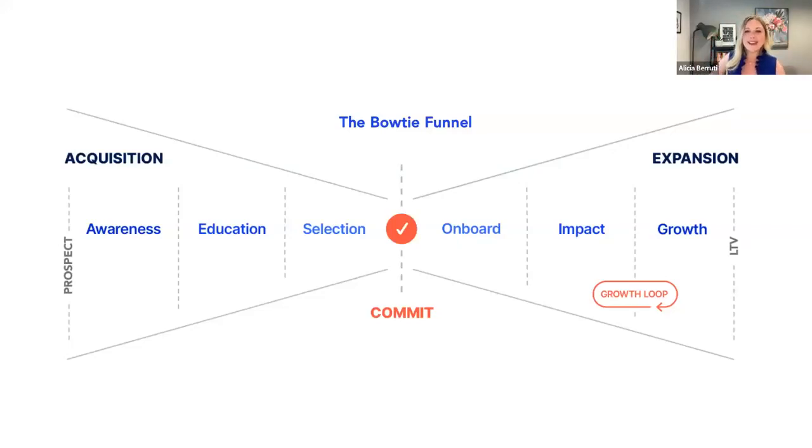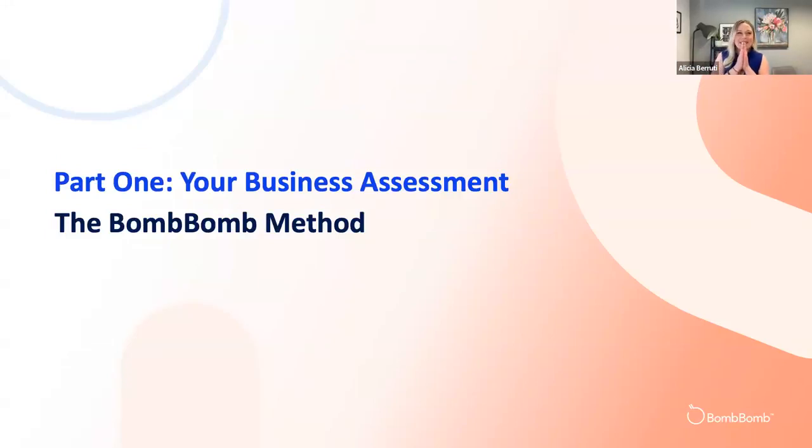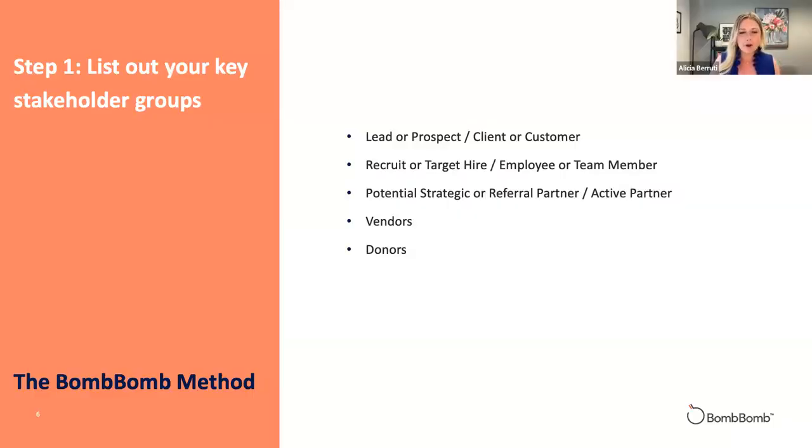So let's get into the BombBomb method. Part 1 of the BombBomb method starts with your business assessment. Okay. Now, if you want to start taking notes while we're going through this, I think that's a great way to retain things. Again, we will send out the deck, or we will send out the recording so that you'll have a chance to watch it again. But the very first part of the BombBomb method is listing out your key stakeholder groups.